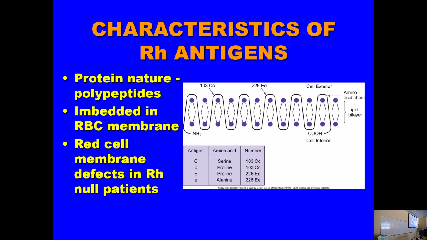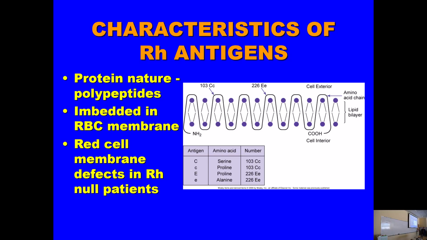Rh antigens are protein in nature. Proteins are highly complex, so they have a higher chance of creating antibodies versus polysaccharides that are less complex in structure. So remember, with developing antibodies and that sensitization, the more complex, the more likely they are to develop. They're a protein, embedded in the membrane. See how this weaves in and out?